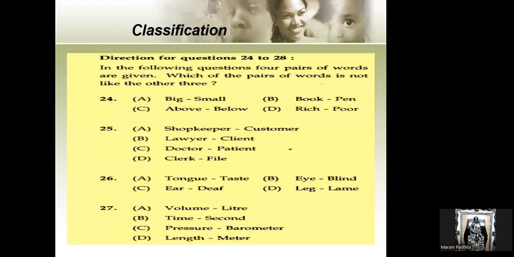Clear? Okay, now coming to the next one, classification. In the following questions, 4 pairs of words are given. Which of the pairs of words is not like the other 3? Very similar. You have to identify: big and small, book and pen, above and below, rich and poor. Here big and small are opposite words, above and below are opposite words, and rich and poor are opposite words. But book and pen are not opposites. So you have to identify B as the required answer.